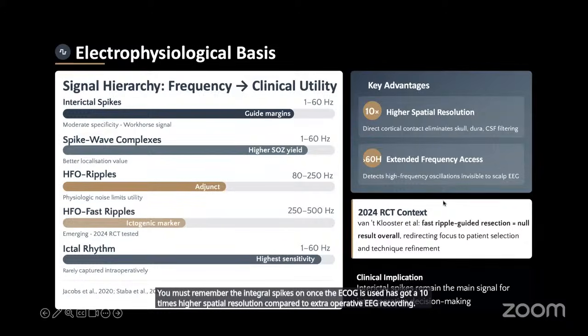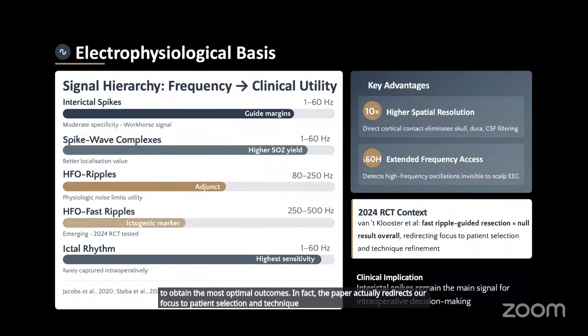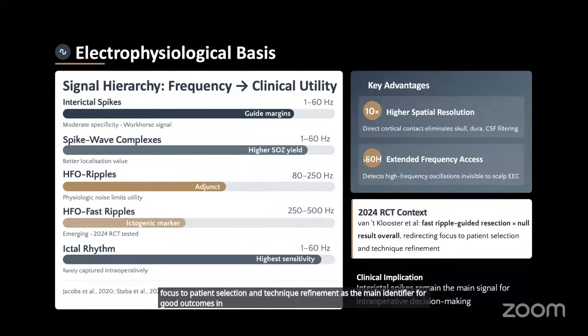There is a recent 2024 paper by Van Kloster, which actually talks in detail about the fast ripple guided resection, which is not really necessary to obtain the most optimal outcomes. In fact, the paper actually redirects our focus to patient selection and technique refinement as the main identifier for good outcomes in patients.